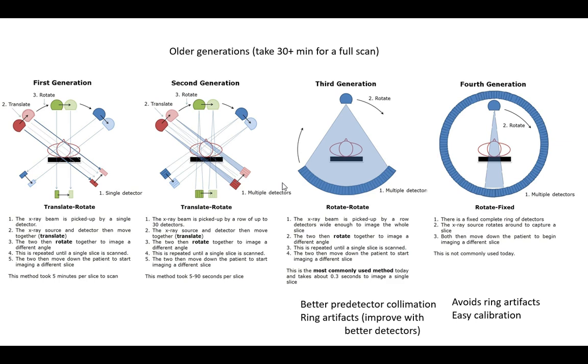If I go to the fancier ones, I'm going to get less of a ring artifact, but you can't remove it. I also have to calibrate these all the time. I'm usually having to calibrate them, depending on the system, at least once a day, sometimes multiple times a day, just to keep that ring artifact from becoming too oppressive.